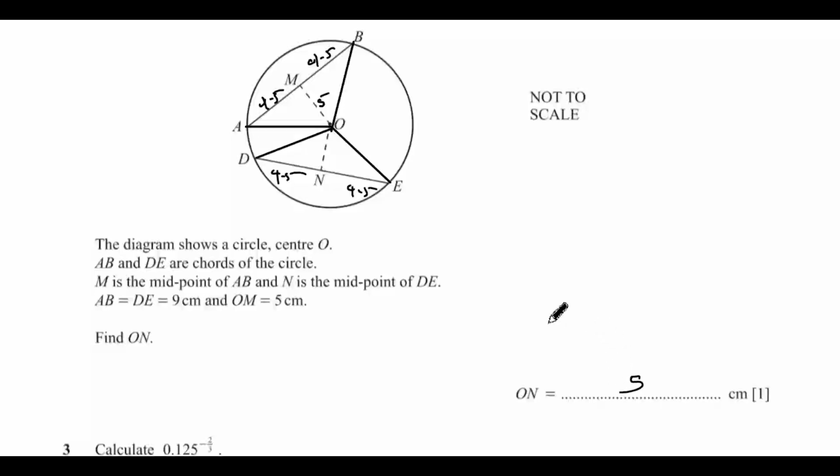Why? Because we have two equal chords AB and DE. From the theorem, equal chords are equidistant from the center. So the center is center O. From O to this chord AB is 5, so from O to this chord DE should also be 5 centimeters. So that is how to approach that question. Let's go to the next question.